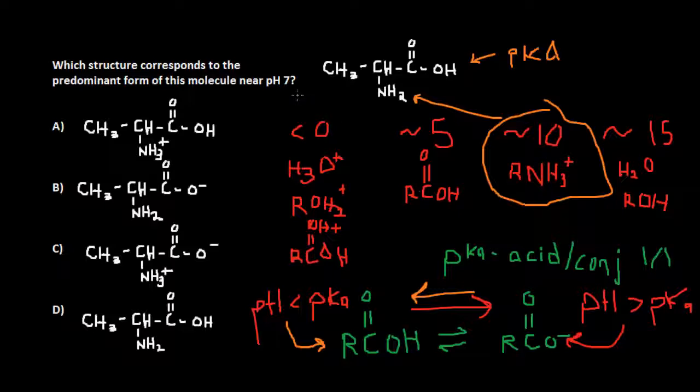So if we're at pH 7, what are we going to have? For the alcohol, the pH is greater than the pKa, so it would be in its O minus form. For this guy, if we think of it in terms of NH3 plus, the pH is now less than the pKa. So we are on the protonated side, the acid side, instead of the conjugate base side. So we'd be looking at NH3 plus over here. So O minus, NH3 plus, that's going to be answer C. All right, hopefully that helped. Thank you very much.